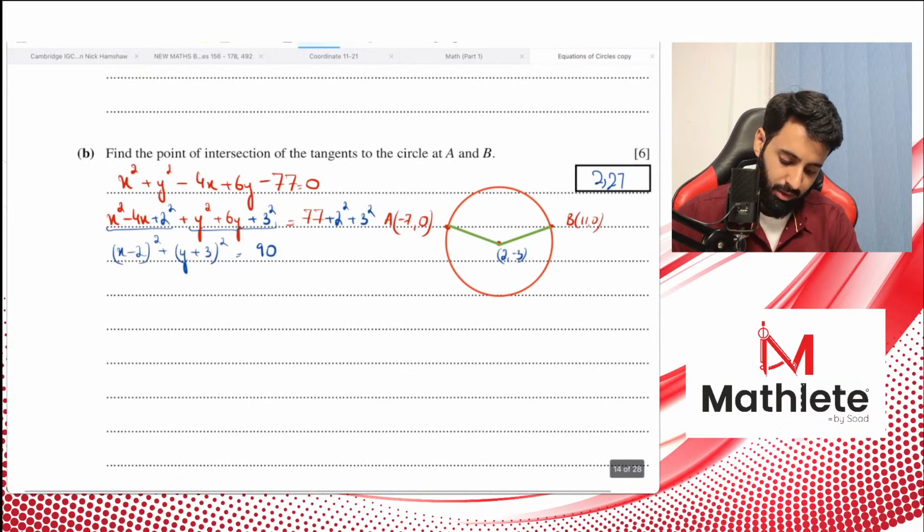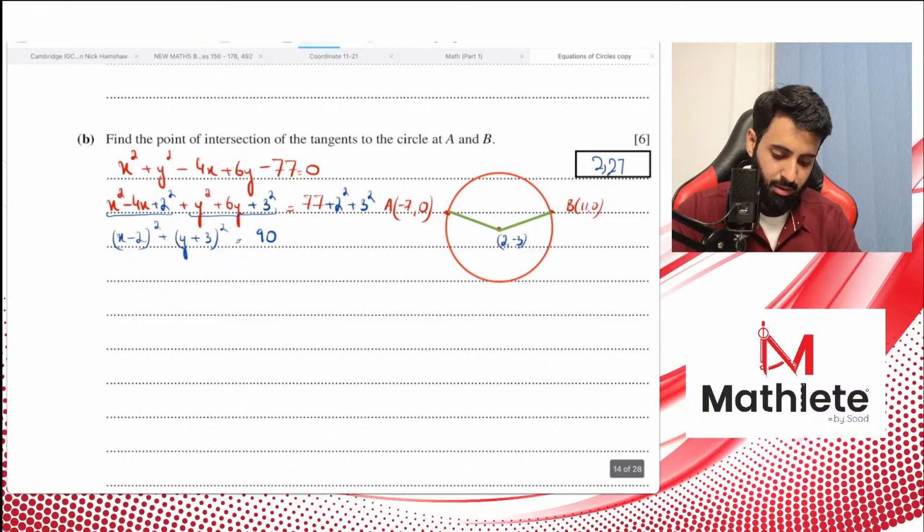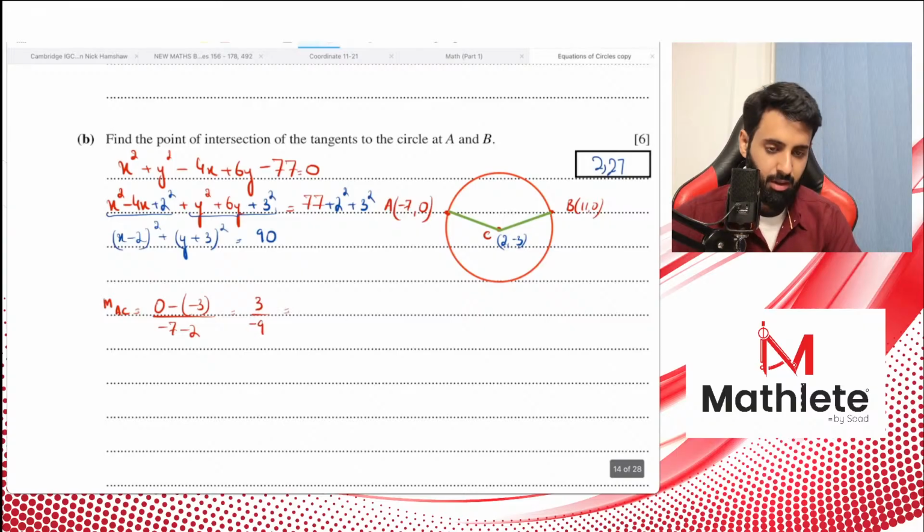Okay, so the next thing you want to do is find out the equation of the tangents. So how do you do that? First things first, you find out the gradient. Let's call this center point C. So you find out the gradient of AC. How? 0 minus minus 3 over minus 7 minus 2. So that's 3 over minus 9, which is equal to minus 1 over 3.